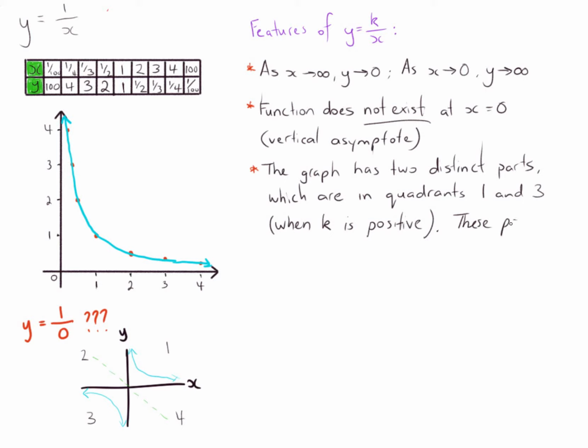These parts of the graph are symmetrical. That green dotted line that we drew before, that's like the mirror. Okay, let's go and have a look at Desmos and see how our graph can change when we manipulate the variables.